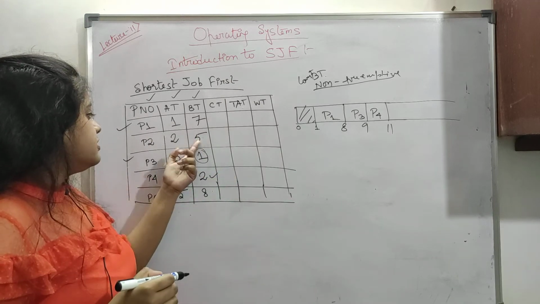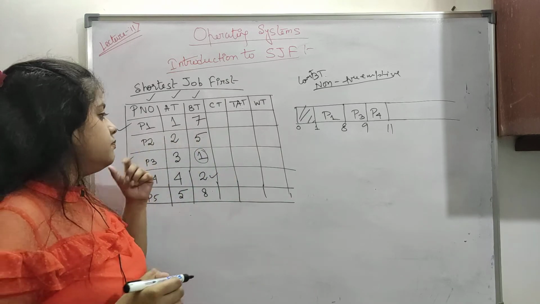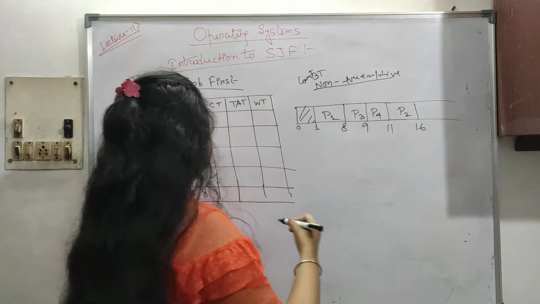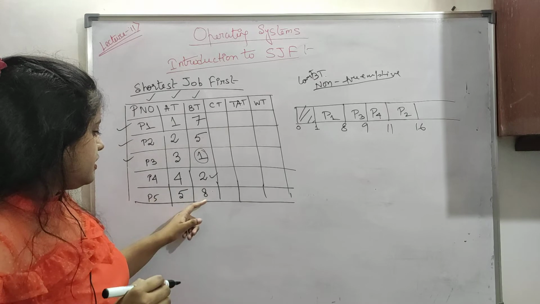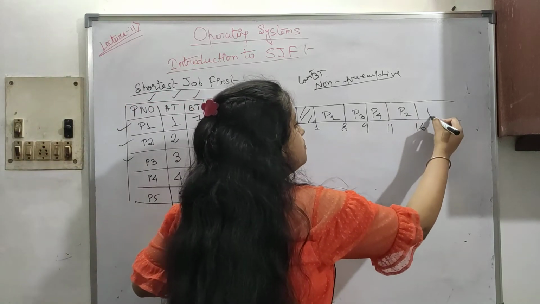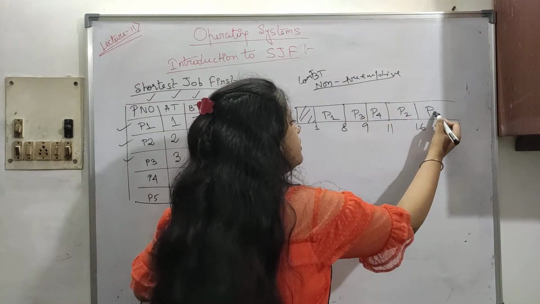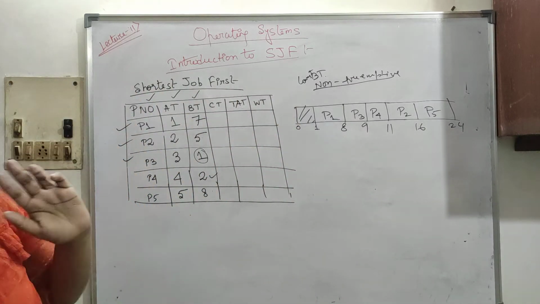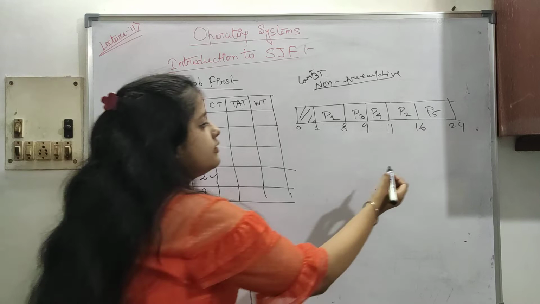Among 5 and 8, 5 is the lowest, so P2. 11 plus 5 is 16, and the last one left is P5, and it is 8. So P5 ends at 24. Let me see if it is correct. Yeah, it is correct.